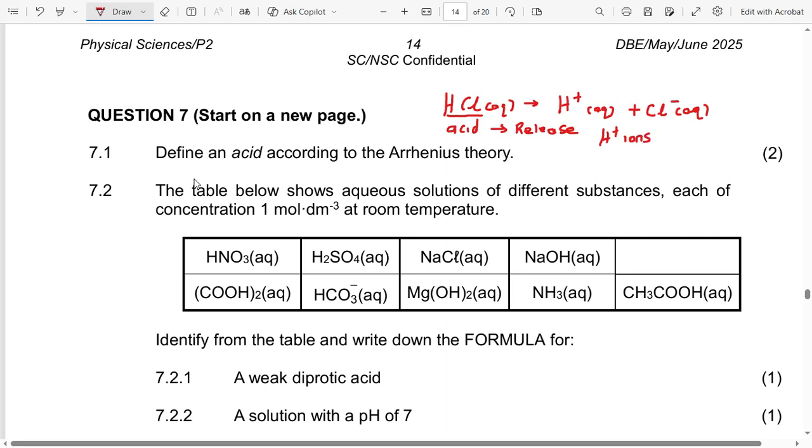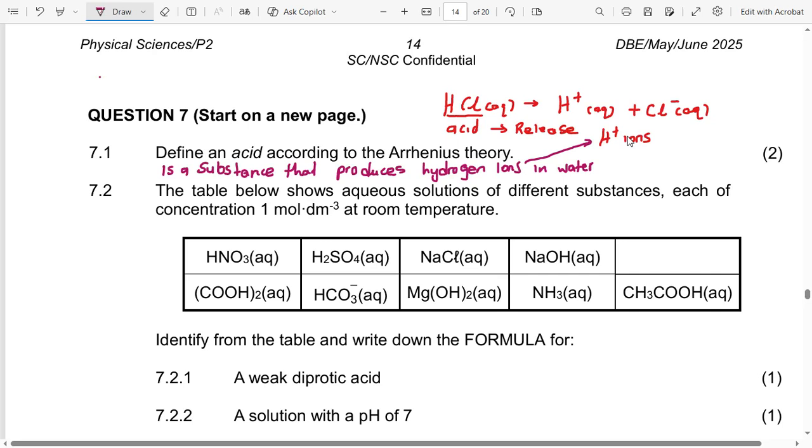So when they say define an acid according to Arrhenius theory, Arrhenius says that an acid is a substance that forms the H plus ion in water. A substance that produces hydrogen ions in water. Right, the hydrogen ions in water, we are referring to the H plus ion.